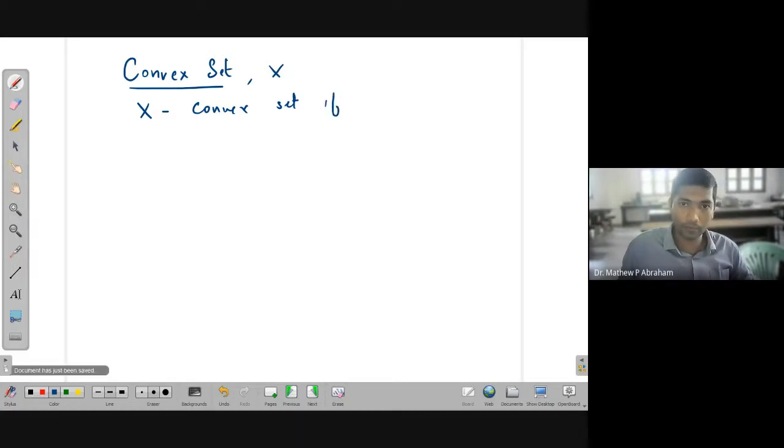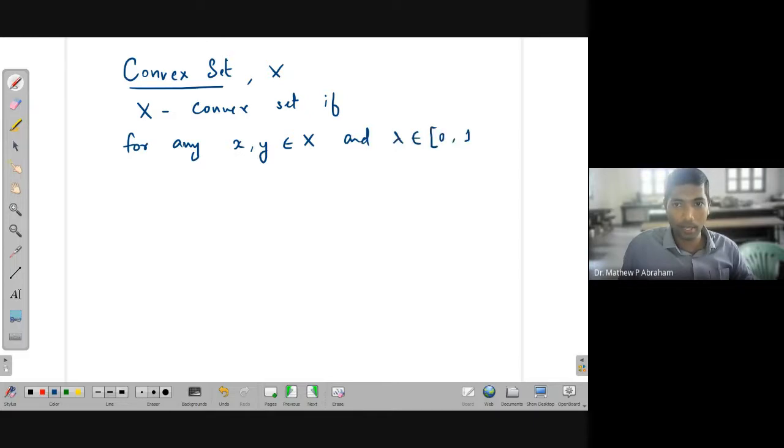So for any x, y that belongs to the set capital X, and if you consider a scalar lambda between 0 and 1, we require the condition that lambda x plus 1 minus lambda y belongs to the set X. So this is the definition of a convex set.